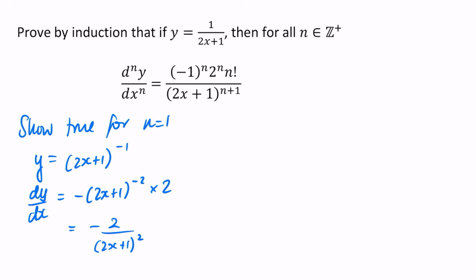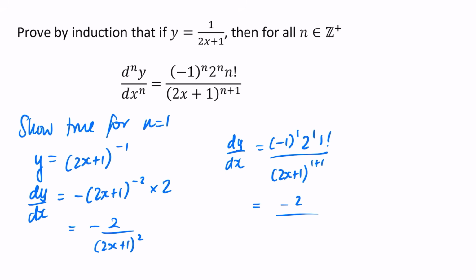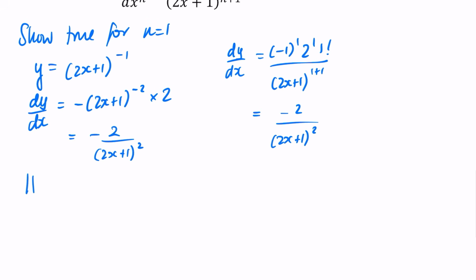And then using the formula for n equals 1, dy by dx is equal to minus 1 to the 1, 2 to the 1, 1 factorial over 2x plus 1 to the 1 plus 1. Well, that's going to be a minus 1, that's going to be a 2, and that's going to be a 1. So that is minus 2 over 2x plus 1 squared. Hence, it is true for n equals 1.